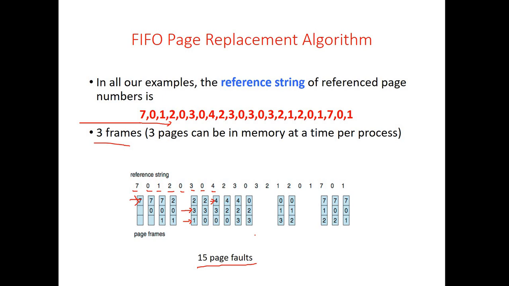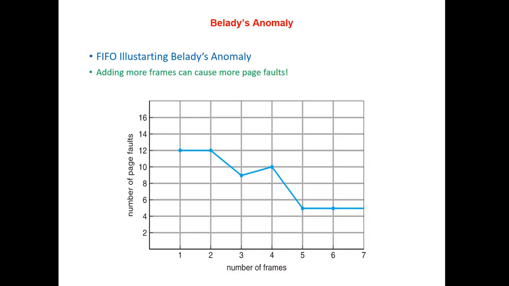Suppose we increase the number of frames allocated for a particular process, can we reduce the page faults? To analyze this, we are testing the performance of the FIFO page replacement algorithm for the given reference string by changing the number of frames from 1 to 7. When the number of frames is 1, the page faults are 12. When the number of frames is 2, there is no reduction in the page faults, 12 only. When the number of frames is 3, the page faults are 9.